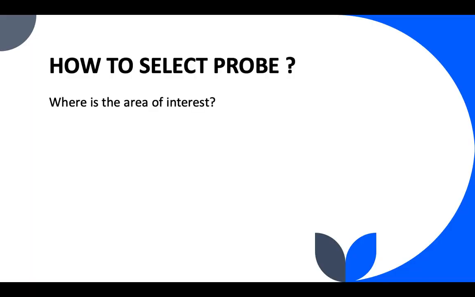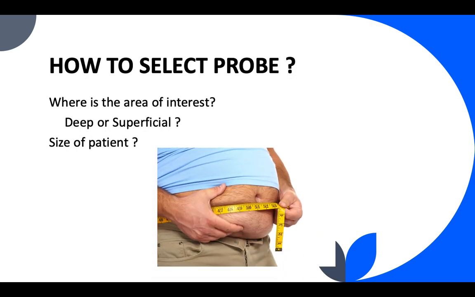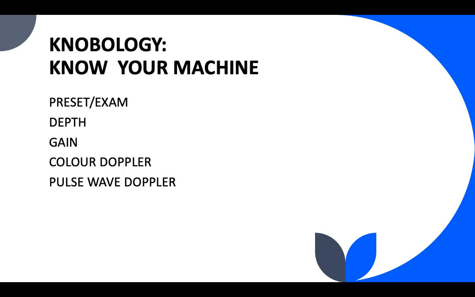How to select the probe? This is very important. Where is the area of interest? As I said, if it is deeper, then we have to select the curvilinear probe. If it is superficial, then we can select the linear probe. And the size of the patient is also important. Suppose this is a patient who is very obese, then even for TAP block sometimes we require a curvilinear probe. So we have to select the probe according to the size of the patient.